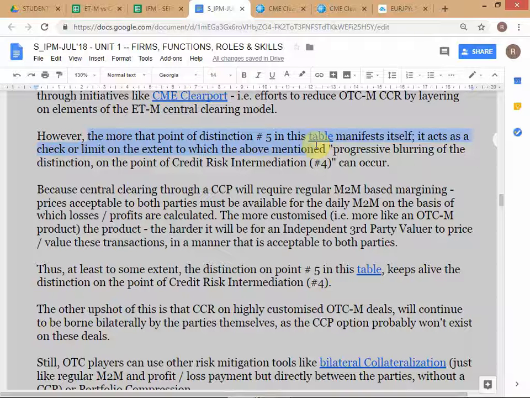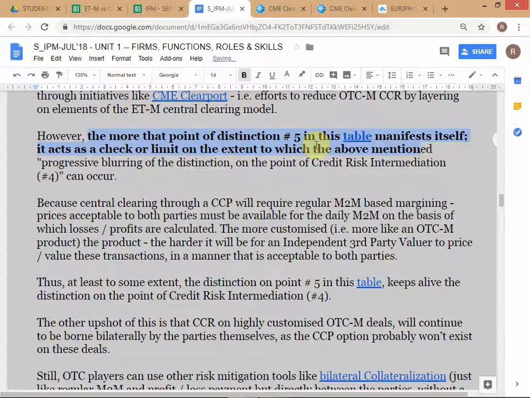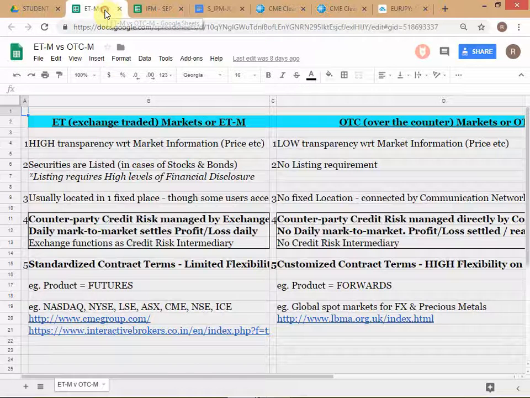So now there's another point that you have to be aware of to really understand the difference between the two types of markets. You see the part that I've highlighted here. If I put that in bold lettering. So if we go back to the table, what is point number 5? Standardize and customize. Yeah. So point number 5 is standardization versus customization.